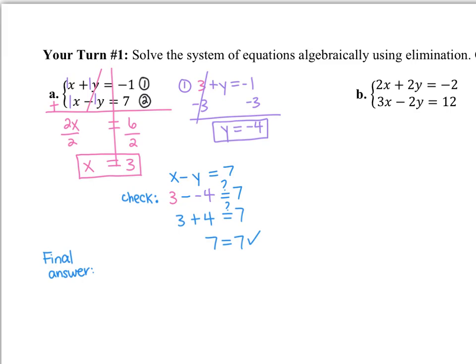As always, we write our final answer as a coordinate point, so (3, negative 4). You have to use the parentheses to indicate it's a coordinate point. And then we also have the option of writing it in solution sets, which is using those curly braces. And that's your final answer.